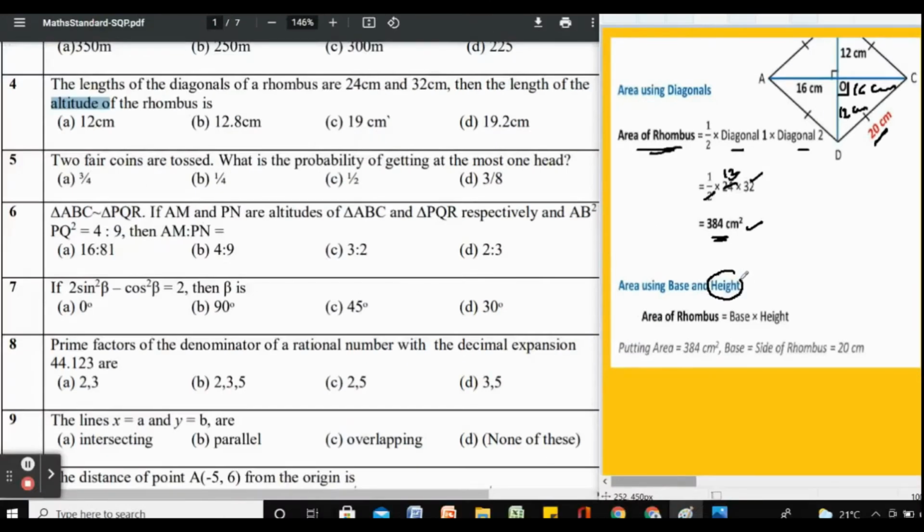As we have to find the height of the rhombus, we know the area of the rhombus. We have two formulas for the area of a rhombus.